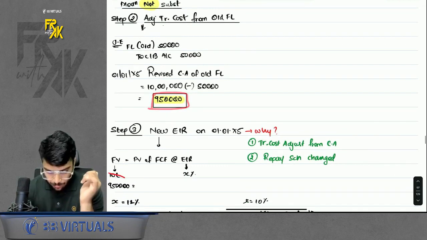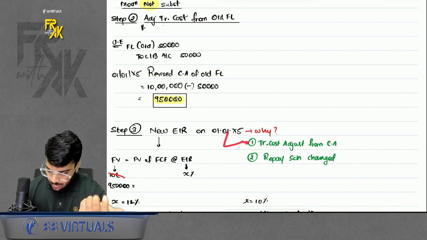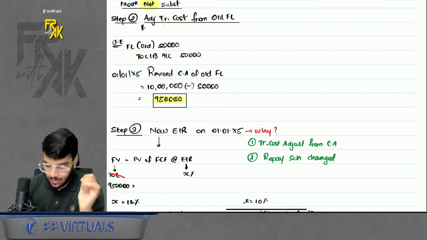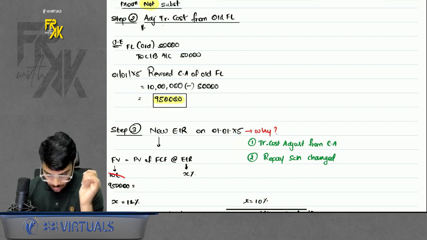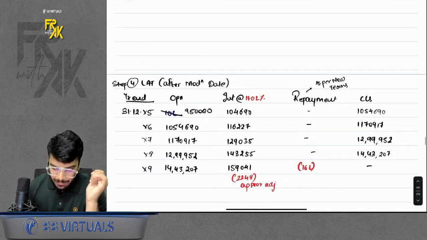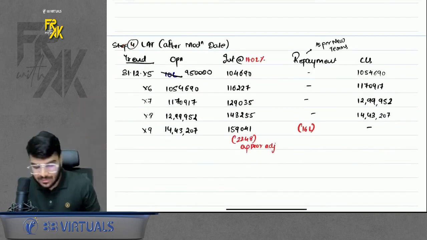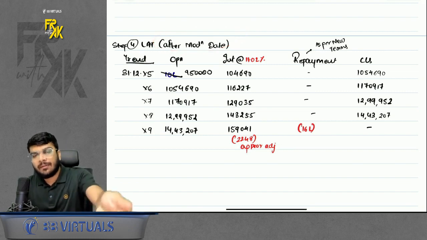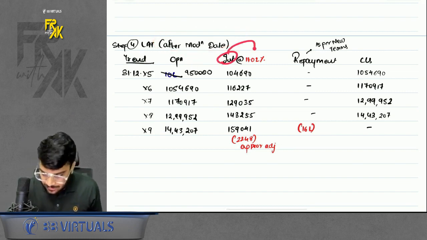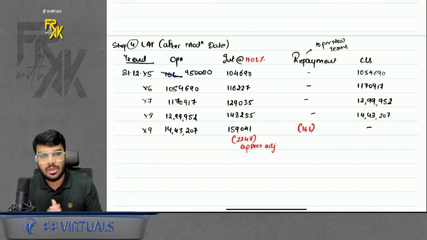Then you have to find the new EIR. Why is new EIR required? The reason being, you have adjusted that transaction cost from carrying amount, and also the repayment schedule has changed. So new EIR will be required. Follow interpolation, find out the new EIR. Then prepare the LAT after modification. Before modification, prepared for the first 5 years. After modification, you will prepare for the remaining 5 years. In opening, take the revised carrying amount. Interest, take the new EIR. Repayment and closing, you will take as per the revised terms. It will match. Clear with this?